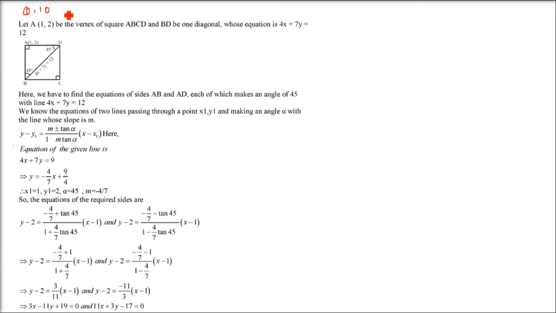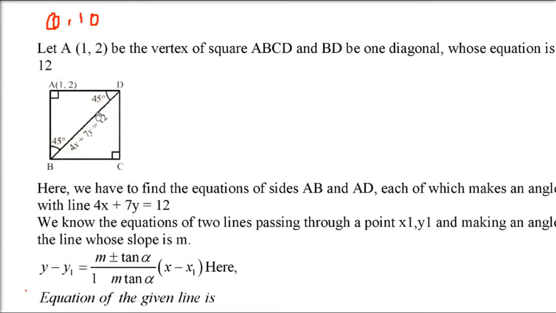This is question number 10. Find the equation of the two straight lines through (1, 2) forming two sides of a square of which 4x + 7y = 12 is one diagonal. So what is the scenario here? We have ABCD as a square.